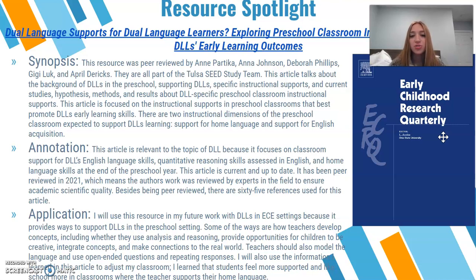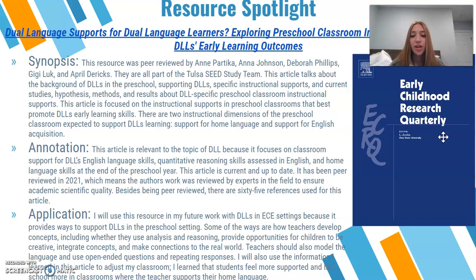There are 2 instructional dimensions of the preschool classroom expected to support dual language learners' learning: support for home language and support for English acquisition. For annotation, I said, this article is relevant to the topic of dual language learners because it focuses on the classroom support for dual language learners, English language skill, quantitative reasoning skills assessed in English, and home language skills at the end of the preschool year.